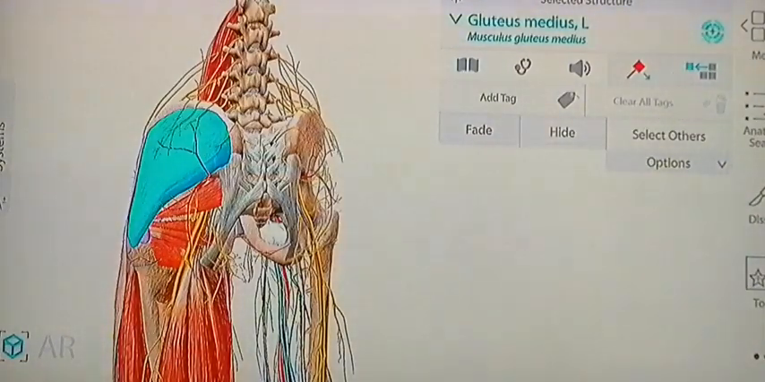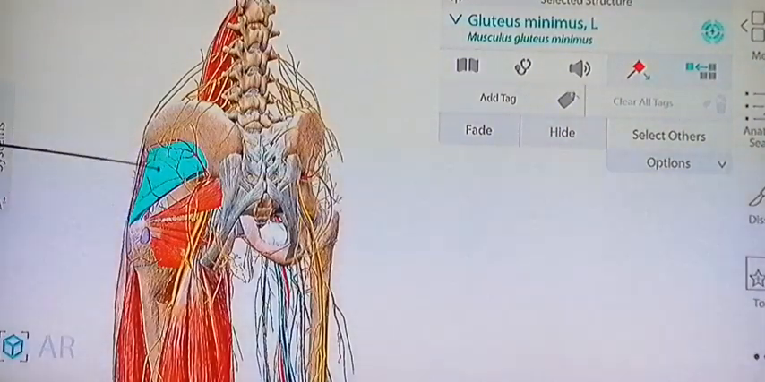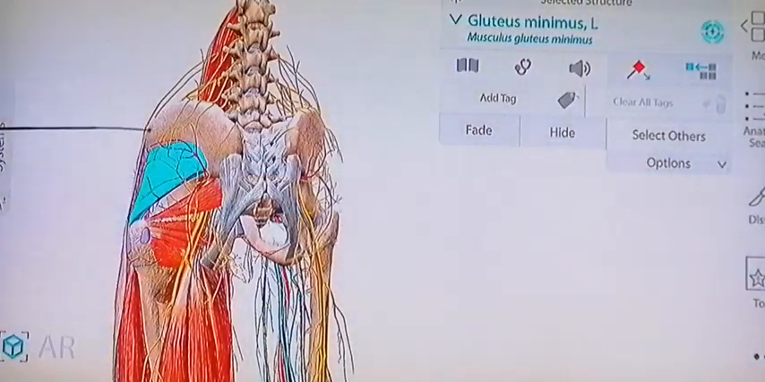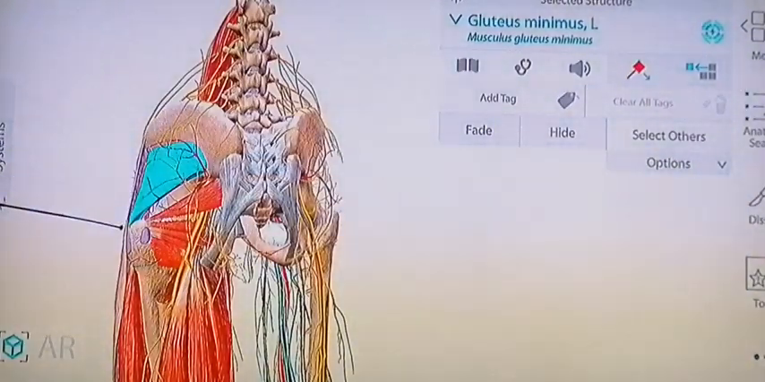Now I remove the second muscle to see this muscle, the gluteus minimus muscle. This is the gluteus minimus muscle. Its origin is again from the outer surface of the ilium and its insertion is to the greater trochanter of the femur.